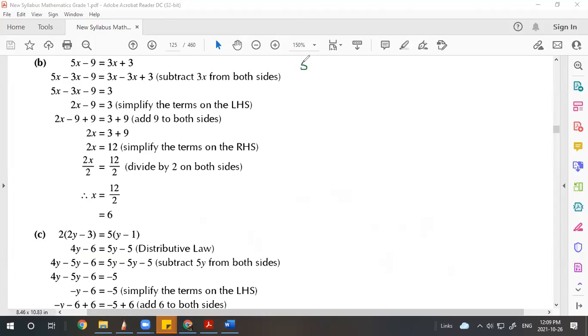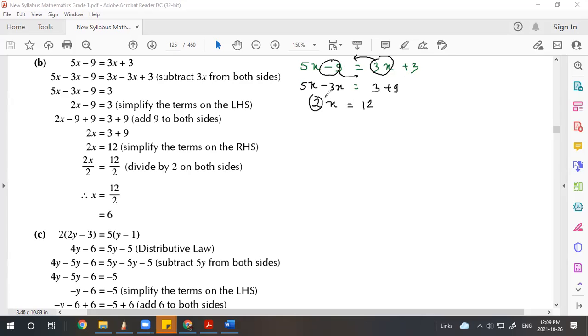5x minus 9 equals 3x plus 3. So we have two variables in two different places. So you have to change it into one place, one hand side. So I put the 3x to the left side. So 5x stays, minus 3x, right? And then 3 stays, and put the 9 on the right side. Plus 9, negative 9 becomes plus 9. So this will be 2x equals 12.